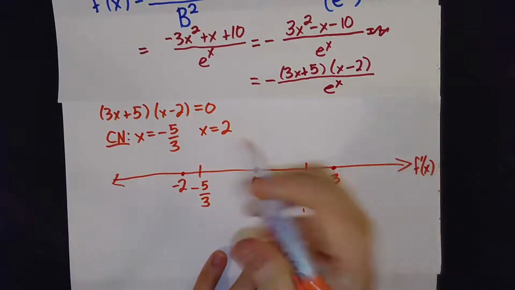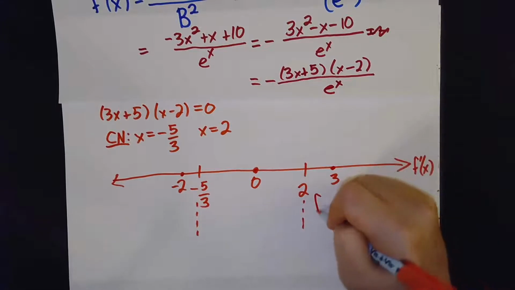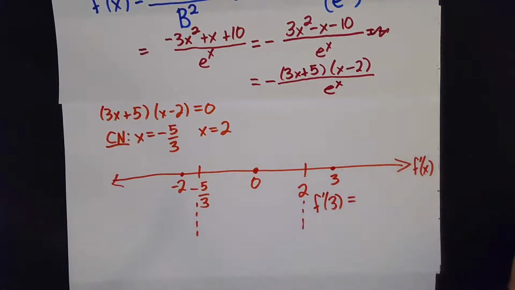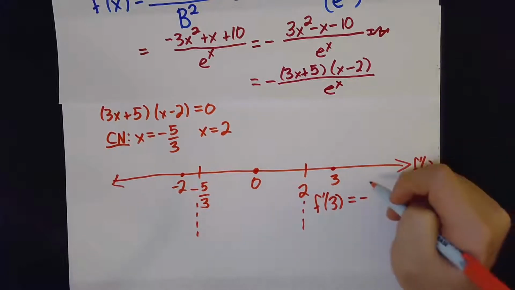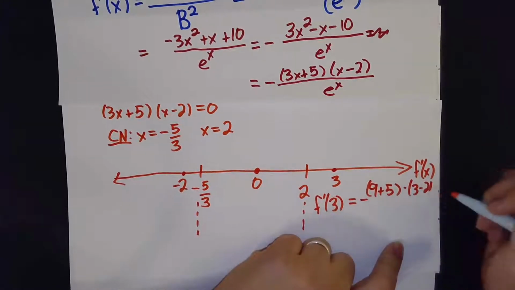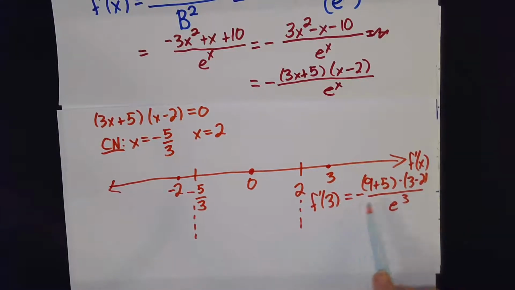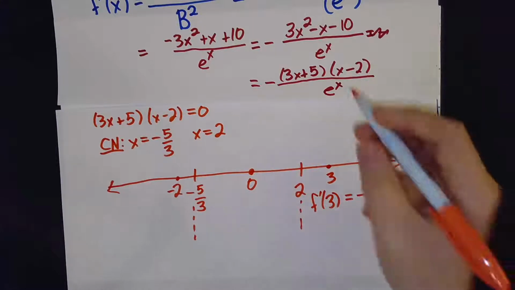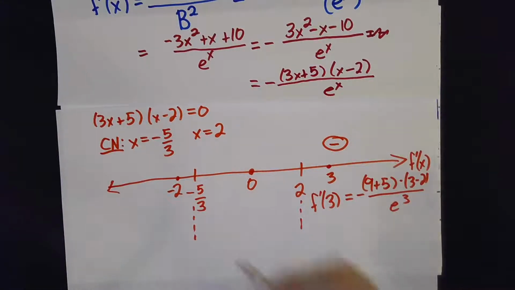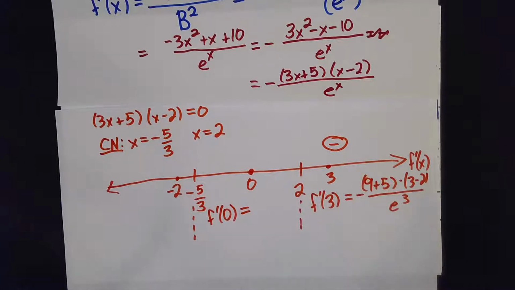And by the way, be sure you show this work. A lot of people on the final seemed to just pull these things out of nowhere. You have to actually show, okay, f prime of 3 is what? And so it will be minus 9 plus 5 times 3 minus 2 divided by e cubed, okay, which is minus a positive times a positive divided by a positive. So in other words, it is negative. F prime of 0 is 10. That is positive.